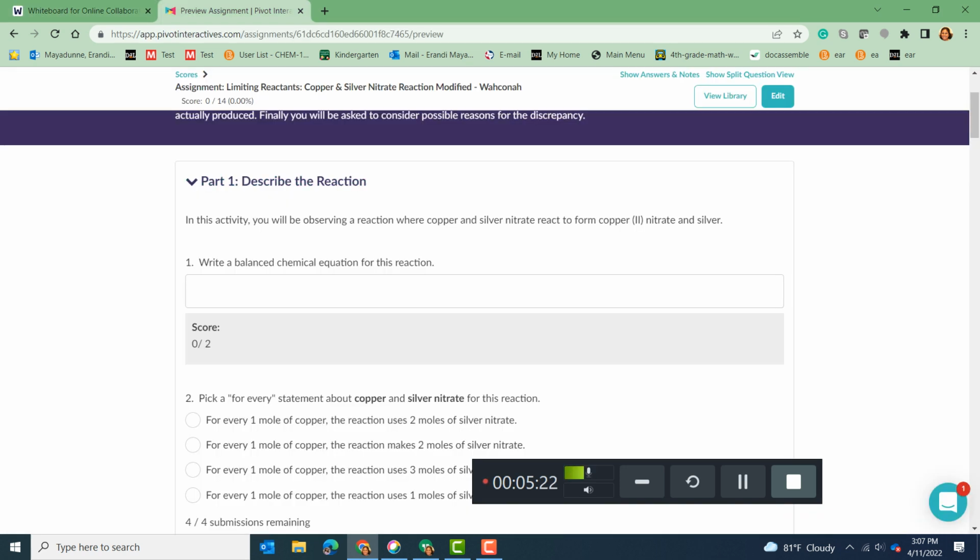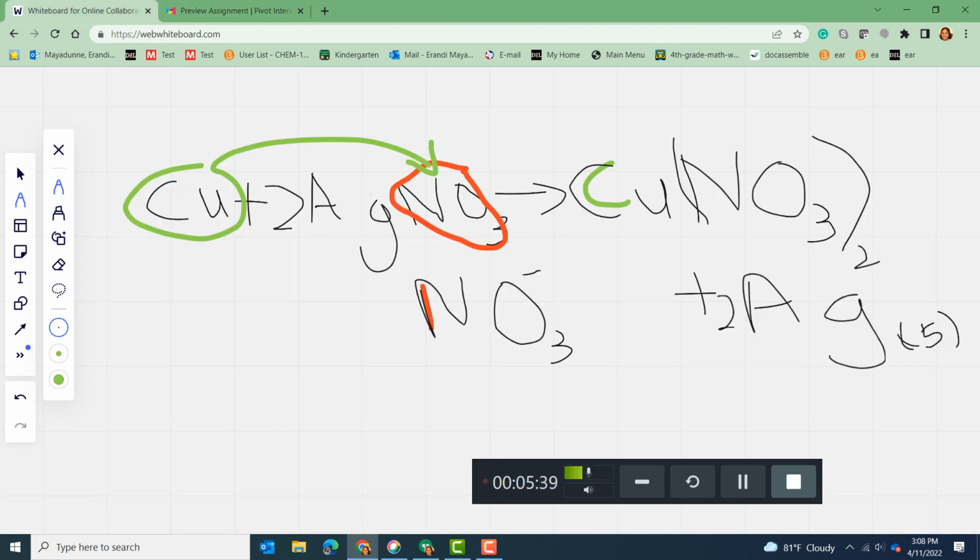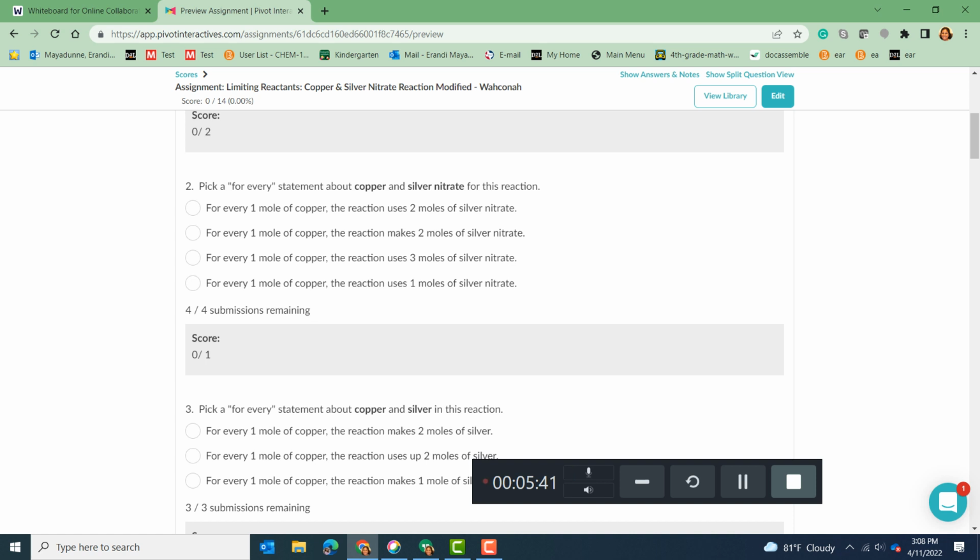If I go to the second question, pick the true statement about copper and silver nitrate. For 1 mole of copper, the reaction used 2 moles of silver nitrate. Is that right? 1 mole of copper, 2 moles of silver nitrate.